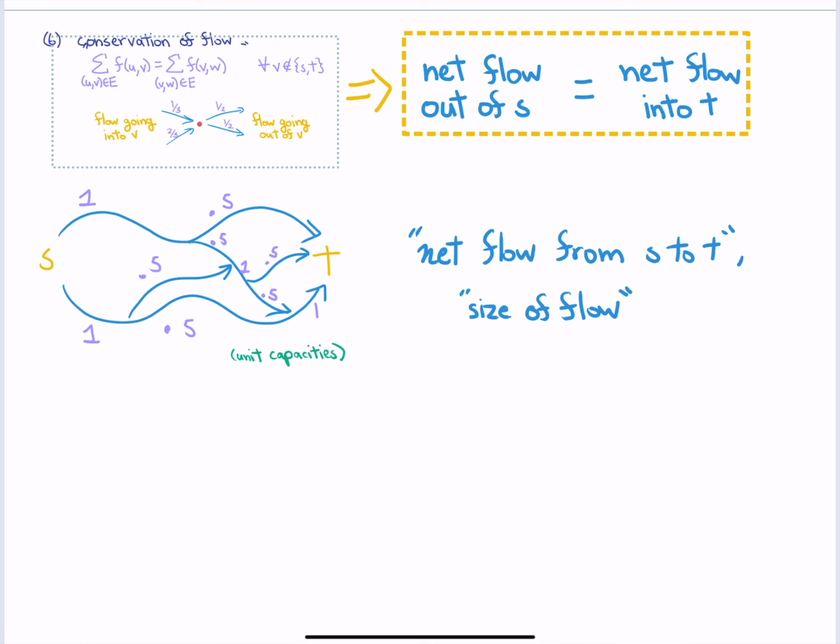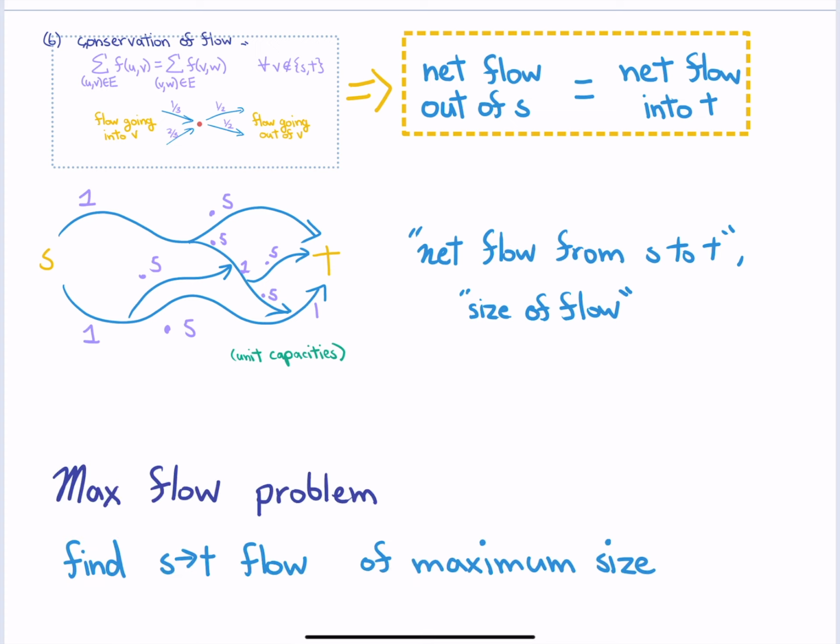And so we can refer to this value as the size of the flow. There's a total of 10 units going from S to T. It might be dispersed through all these edges, but this 10 is unambiguous. It's the same amount that goes out of S, or goes into T and leaves the system. So that's called the net flow from S to T. And the max flow problem is to find a flow satisfying those constraints with the maximum total size. So I want to send as much flow from S to T as possible.